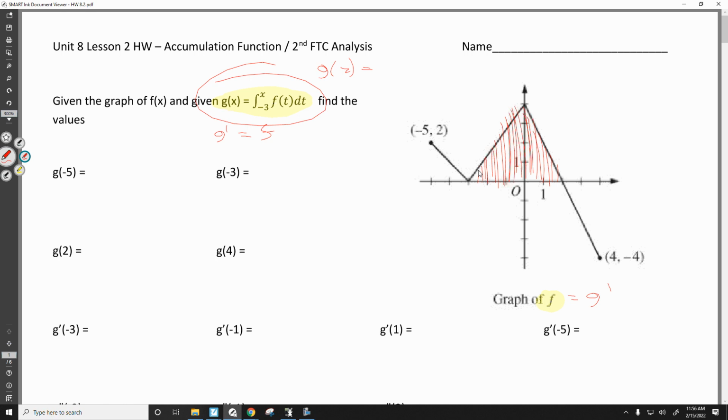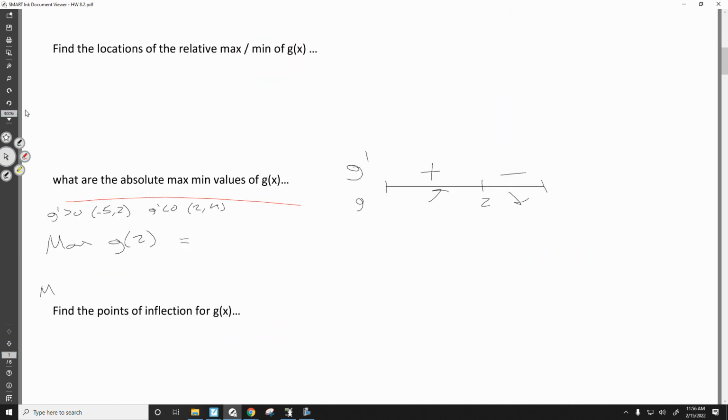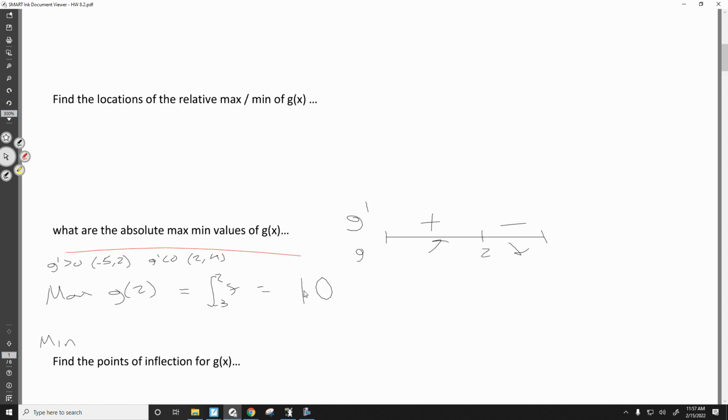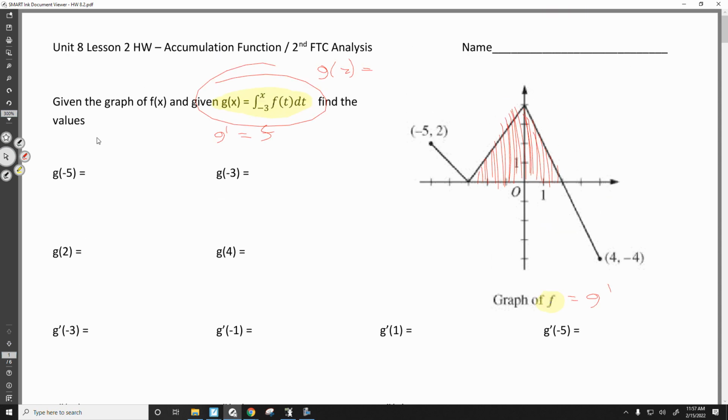Base of 1, 2, 3, 4, 5. Height of 1, 2, 3, 4. 4 divided by 2 is 2. 2 times 5 is 10. G of 2 is the accumulation from -3 to 2 of F, which is 10. Now, what's the min? Guess what, guys? I know it's gotta be at -5.